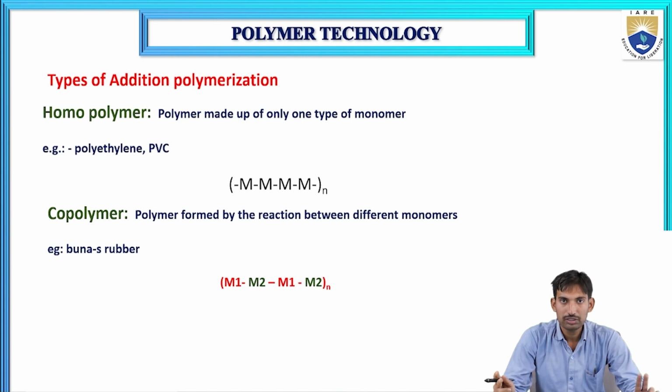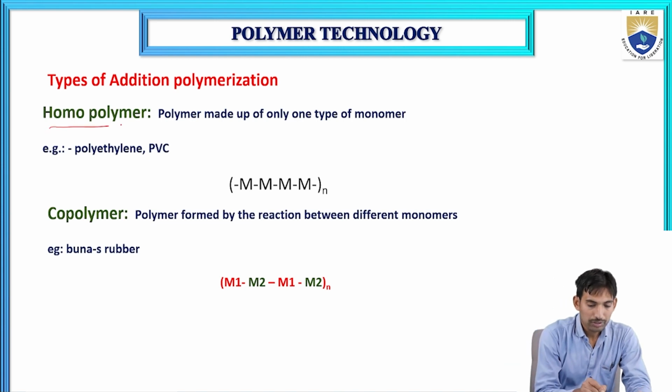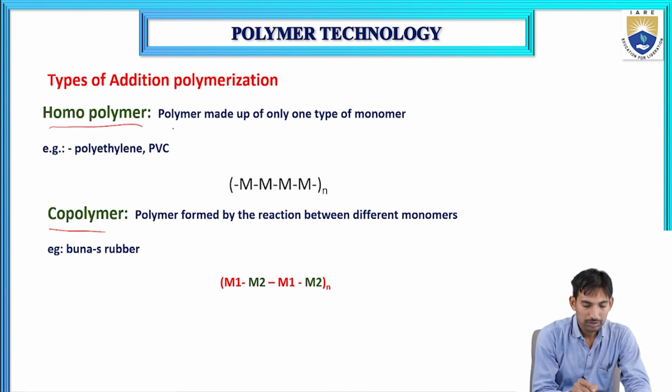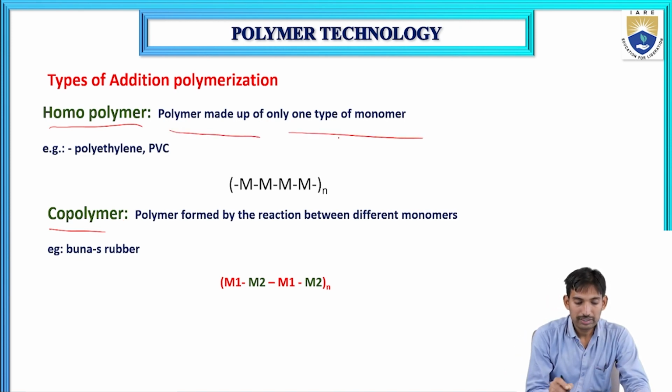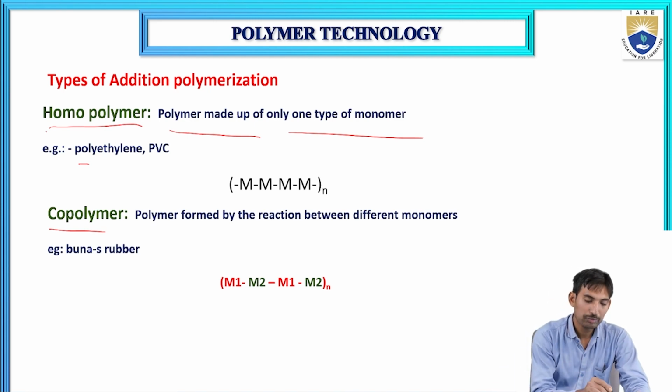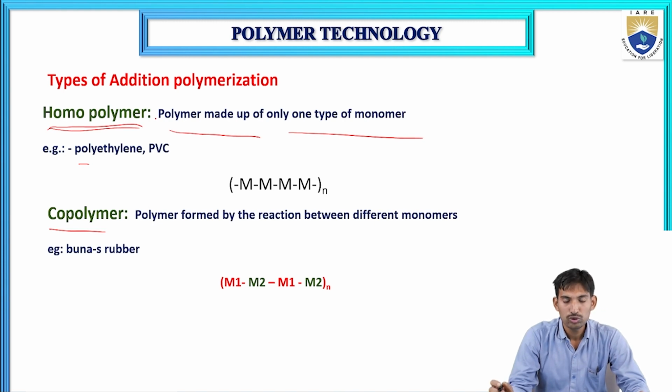I have discussed addition polymerization. There are two types: one is homopolymer and the second one is copolymer. What is a homopolymer? Polymers made up of only one type of monomer. That process is called homopolymerization.